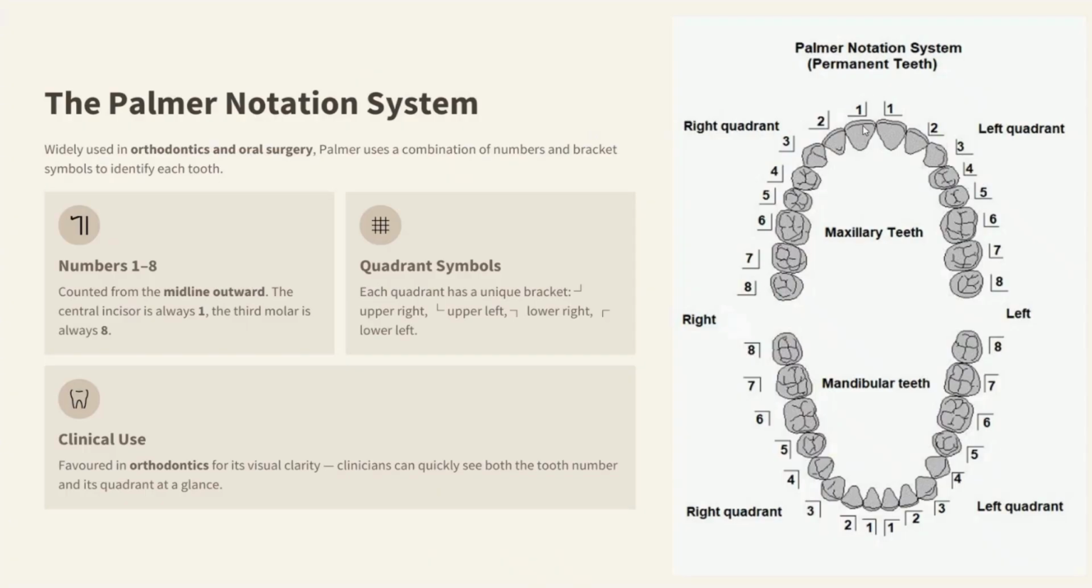So number 1 is the central incisor. But the quadrant is being represented by a unique bracket. So this is our right quadrant, and then this is our left quadrant, and then our lower left quadrant and lower right quadrant. This system is commonly used in orthodontics because it's visually very clear. You can instantly identify both the tooth number and its quadrant, and it's very easy to make comparisons between right and left incisors. So here we are talking about the permanent dentition, and if we were to talk about primary, you know that each arch has 10 teeth.